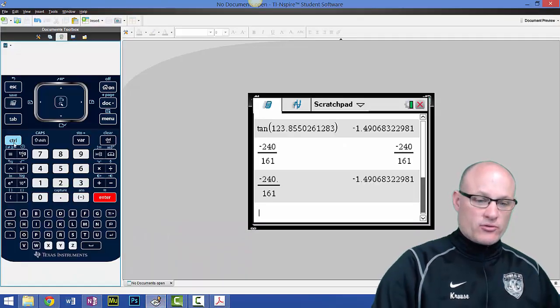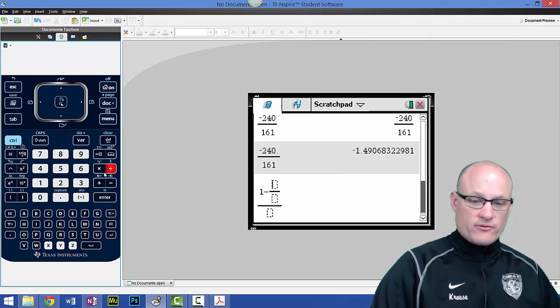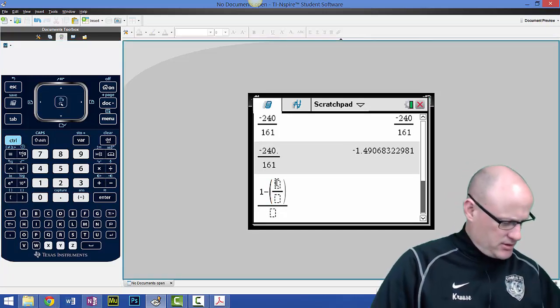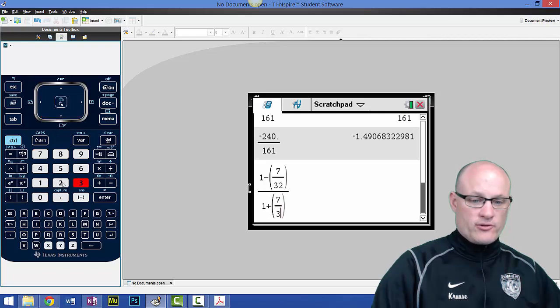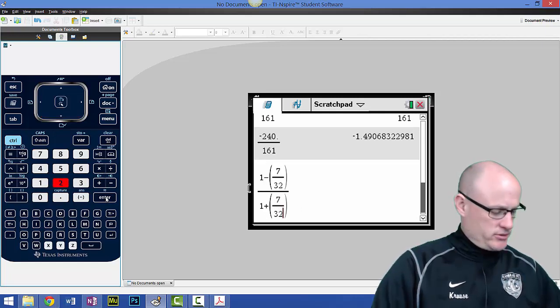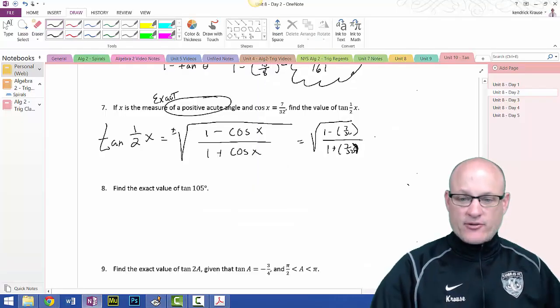So we're going to do control division, 1 minus 7 over 32, forgot to put that in parentheses, and then 1 plus parentheses 7 over 32. Enter. So I get 25 over 39. That's kind of obnoxious. All right, so it's really the square root of 25 over the square root of 39. Let's break it up already.